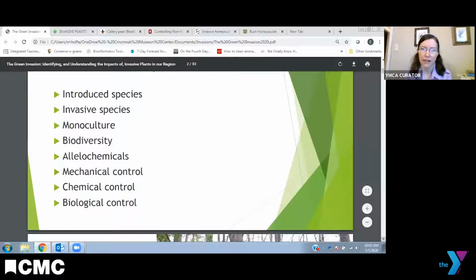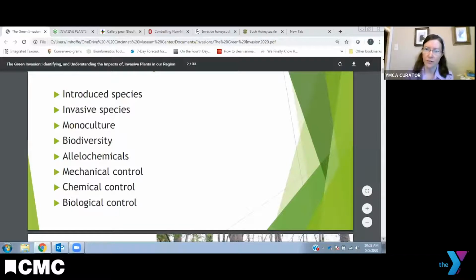It's spreading and growing, and it is having, this is the important part, a negative impact on the ecosystem or on the humans using the area. So that's basically the difference: an introduced species isn't necessarily having a negative impact, whereas an invasive species is.